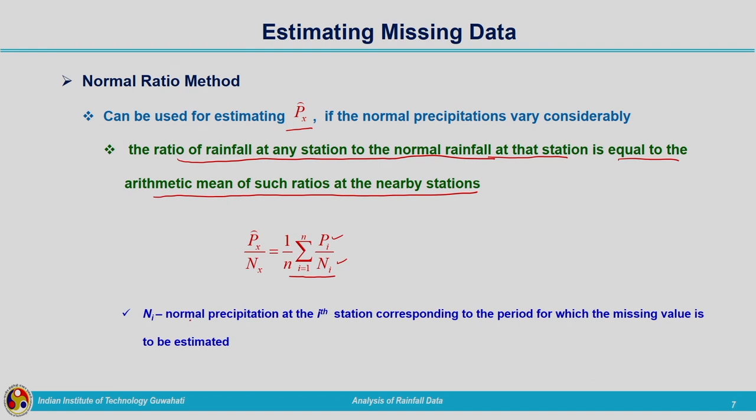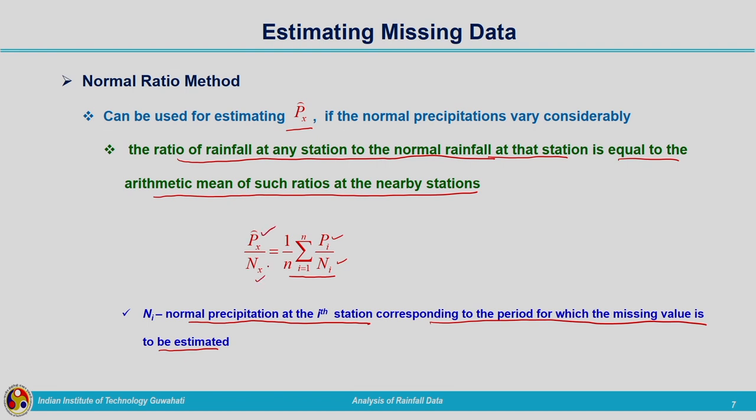In this, ni is the normal precipitation at the ith station corresponding to the period for which the missing value is to be determined. Period should be the same. That is, in a particular station, we are having certain missing data. So, same period we will be checking for the neighboring stations also. Px cap is the one which we need to determine.